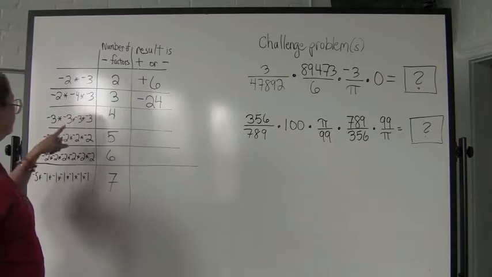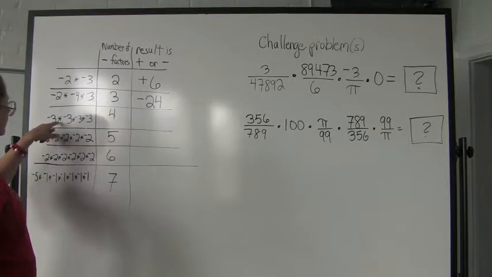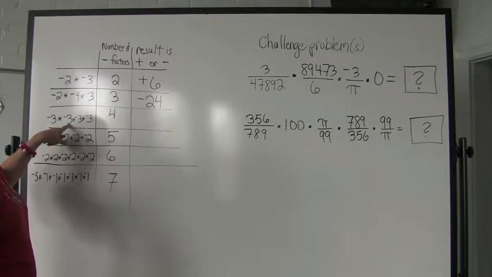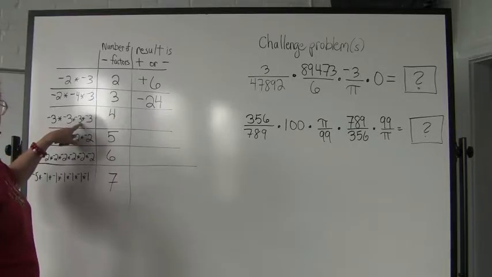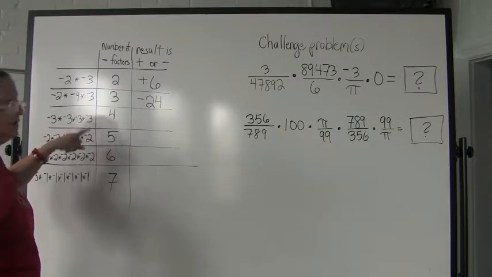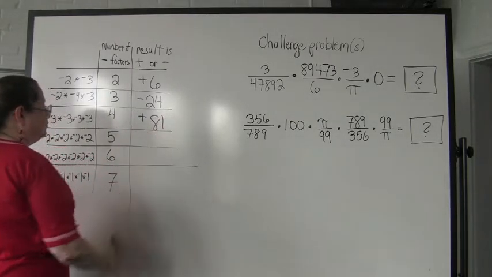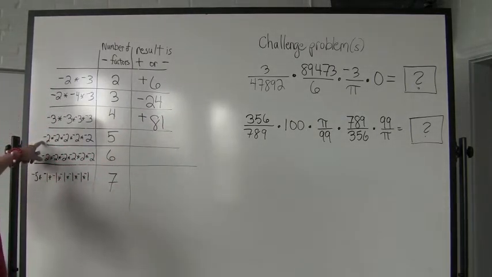Positive 8 times negative 3 gives us a negative 24. Okay. Now we have 4 numbers being multiplied that are negative. See what we get here. Negative 3 times negative 3 is positive 9. Positive 9 times negative 3 is negative 27. And then negative 27 times negative 3 is positive 81.